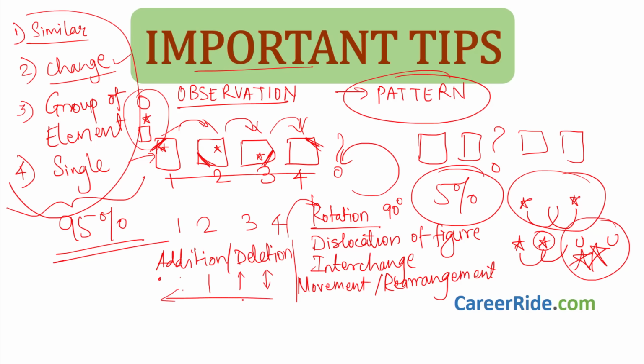Deletion would be exactly the opposite. First the arrow is gone, then this arrow is gone, you get this, then the line is gone, you get just two points, then you get just one point, and then nothing. Okay, this is addition deletion.